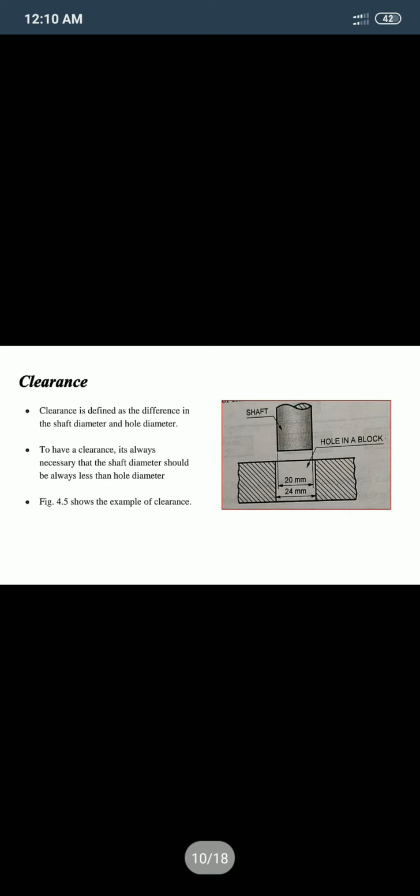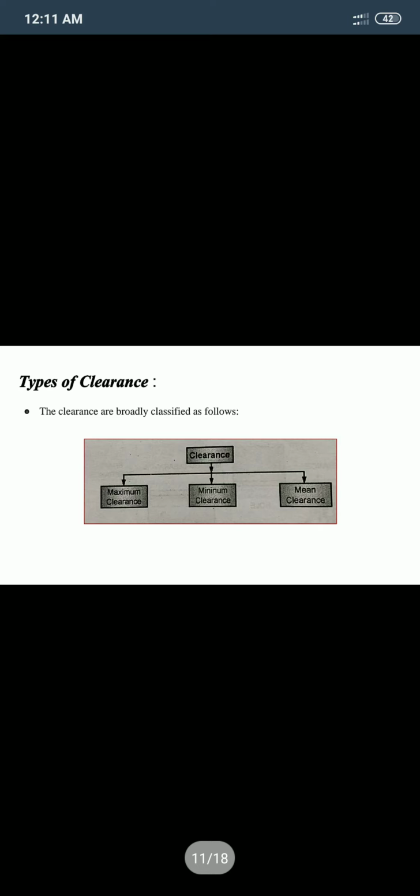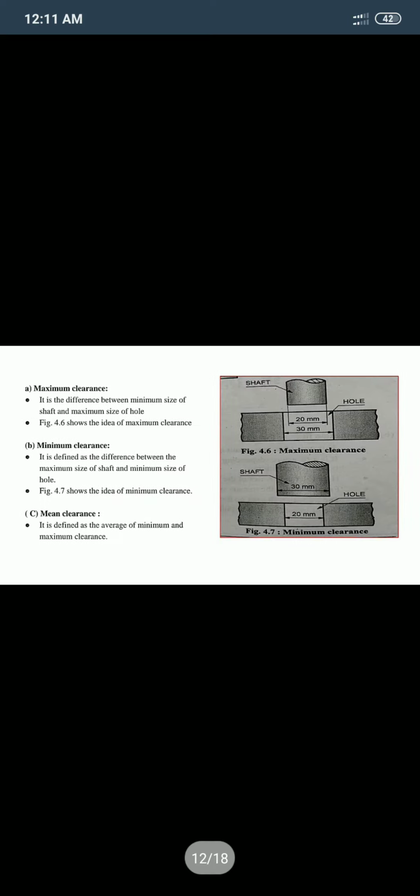Then clearance. Clearance is defined as the difference between the shaft diameter and the hole diameter. To have a clearance, it is always necessary that the shaft diameter should be less than the hole diameter. The figure shows an example of clearance. Here it clearly shows the shaft diameter is less than the hole diameter. Then types of clearance. There are three types of clearance: maximum clearance, minimum clearance, and mean clearance. Maximum clearance and minimum clearance are shown in the figure.